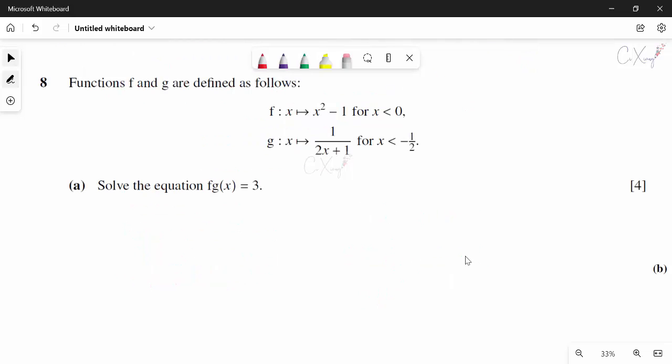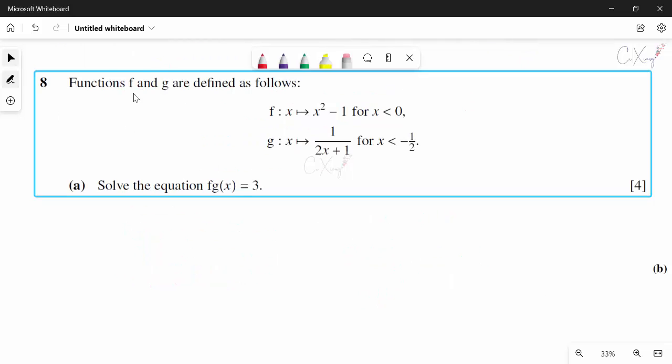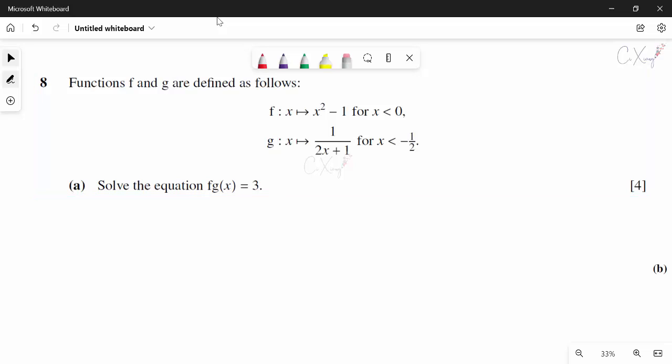Okay, so for this question number 8, they give you the function f and g, and then you can see f is this function and then g is this function. And what is important here is you need to know the domain given. For function f(x), the domain given is x smaller than 0. And then for the function g(x), the domain is actually x smaller than negative half. So actually these two domains given here are quite important for you to answer the question later. All right.